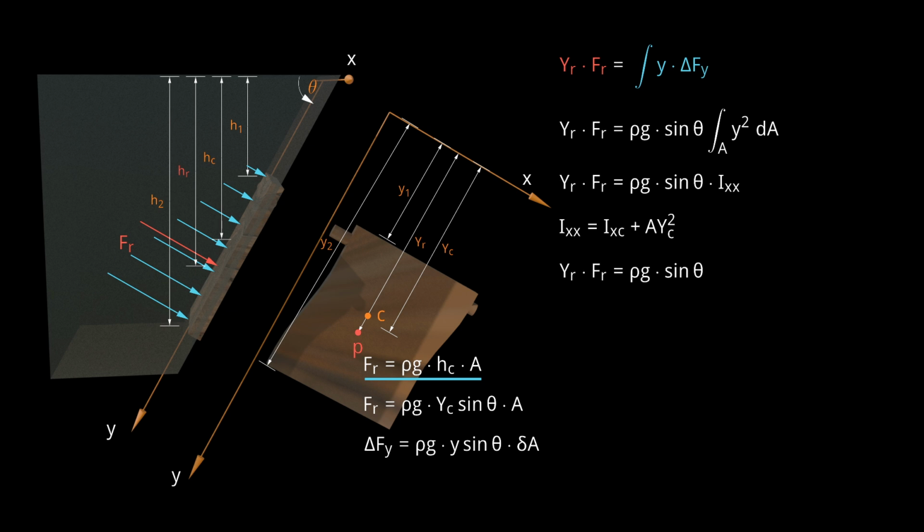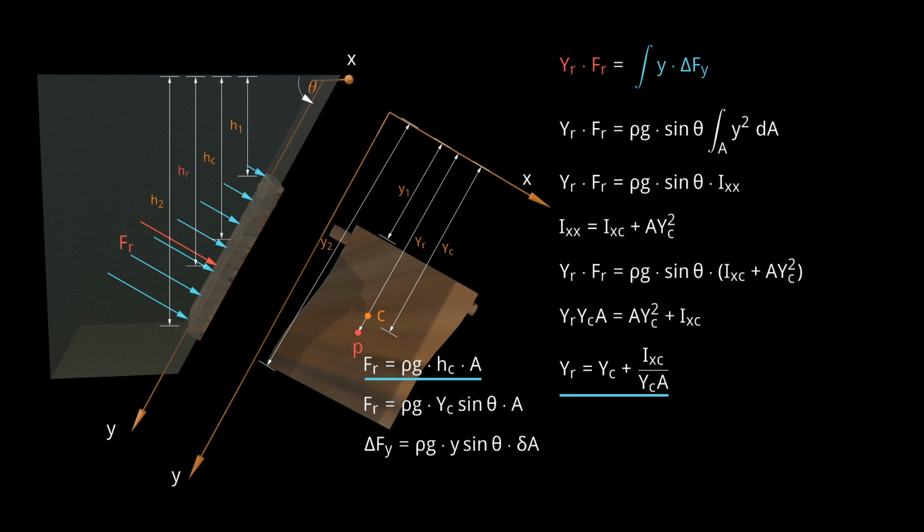Now, applying the parallel axis theorem, we substitute the moment of inertia about the x-axis and update the moment balance equation accordingly. Earlier, we derived an expression for the resultant force acting on the surface. By substituting that into our current equation and canceling out the common terms on both sides, we arrive at a much simpler formula. This gives us the location of the center of pressure along the y-axis.